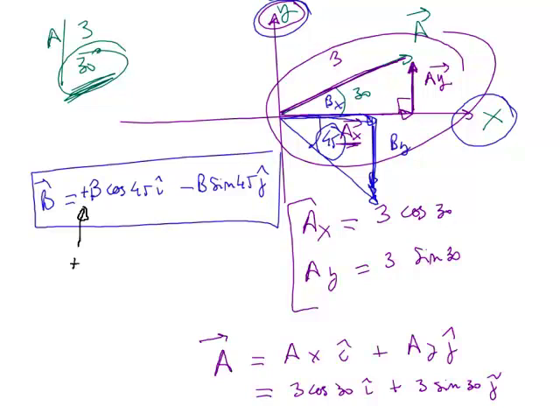Somebody is pointing at the plus. Why did I put a plus? Because my BX starts here and ends here. So it goes towards the right. And my positive X is also towards the right. Therefore, this must be positive. And I put the negative sign here instead of a positive sign because my BY starts here and ends here. So it's going down. But my positive Y is up. Therefore, it must be negative. Does that make sense?